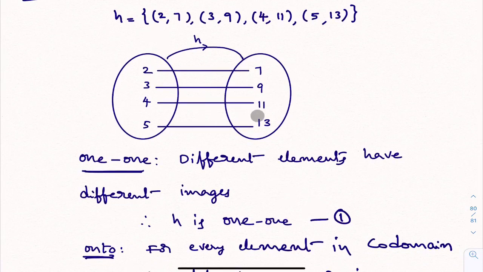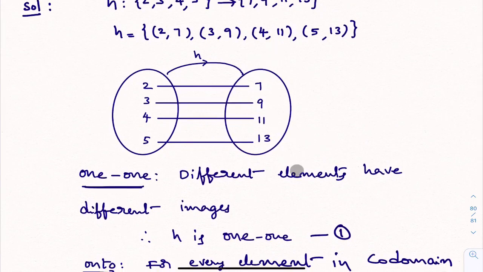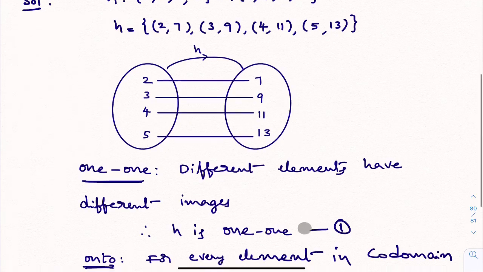Now I'll check onto function. If it is 1-1, we cannot say that an inverse exists. We need to check for onto function also. So I'll check onto function. What is the onto function definition? For every element in the codomain set, there exists at least one preimage. See here, 7 preimage is there? Yes. 9 preimage is there? Yes. 11 preimage is there? Yes. 13 preimage is there? Yes. For every element in the codomain set, there exists a preimage. From this, we can say that this function is an onto function.